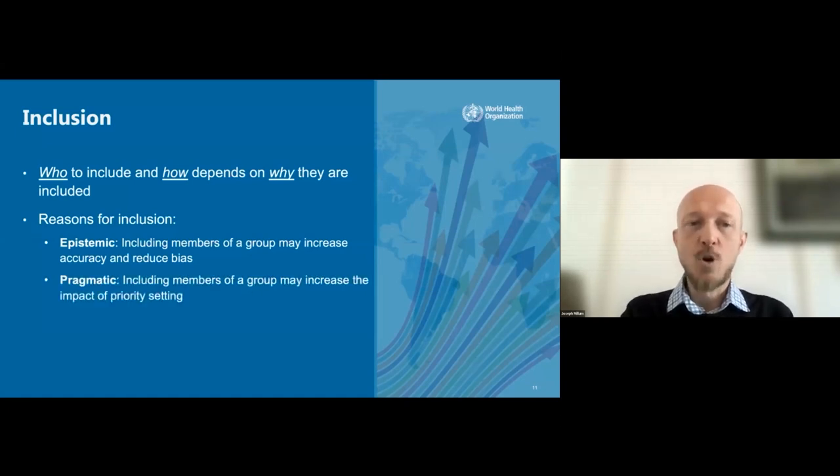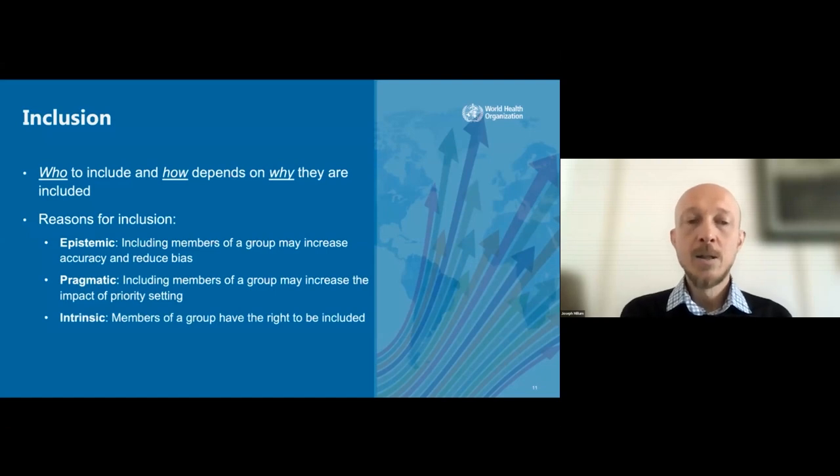There are also pragmatic reasons for including different groups. There's reasons whereby including them may increase the impact of priority setting. So, for example, one of the reasons for including policymakers or including representatives of funders is to get buy-in from those groups in order that they might actually take up the priorities that are generated by a priority setting exercise. And you can see, just thinking about those different reasons, that the way that you include members of different groups might be different depending on whether you're including them for epistemic reasons or pragmatic reasons.